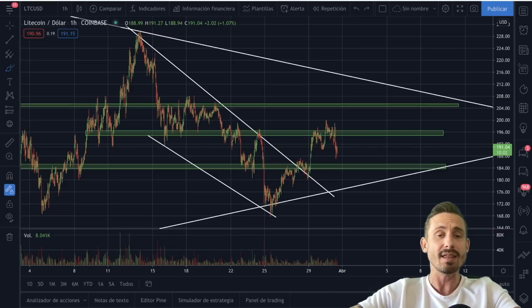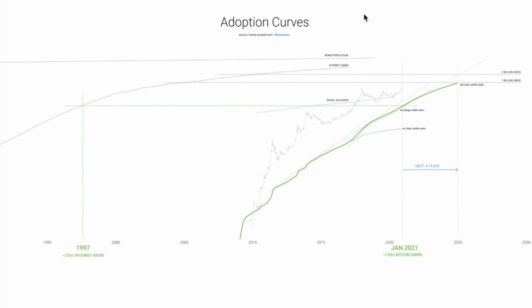Let's take a look at this chart over here. This is something really cool that I want to share with you guys, and this is the adoption curve, comparing the internet adoption curve here in the purple with the Bitcoin adoption curve here in the green. This was posted by Willy Woo on Twitter, and here we can see in 1997 there were 120 million internet users, okay, and it took 8 years to go to 1 billion users in 2005. So it grew 10 times in 8 years.